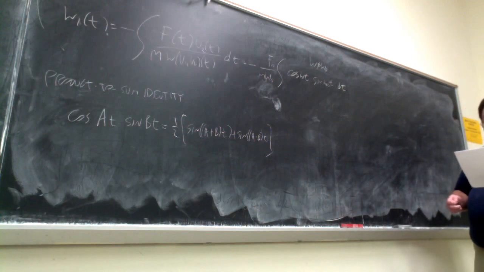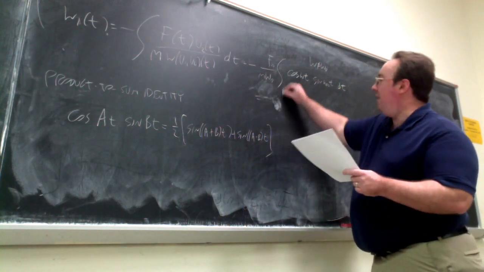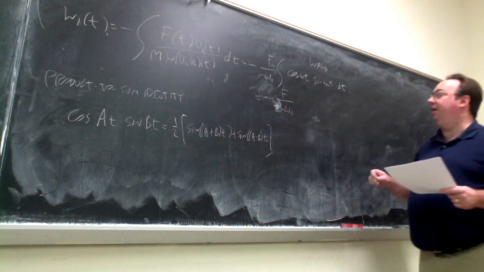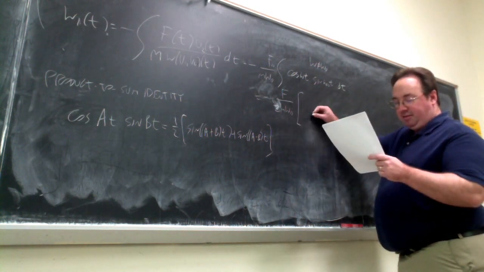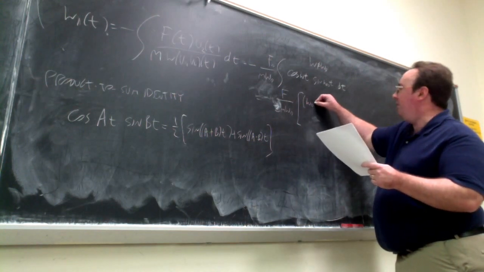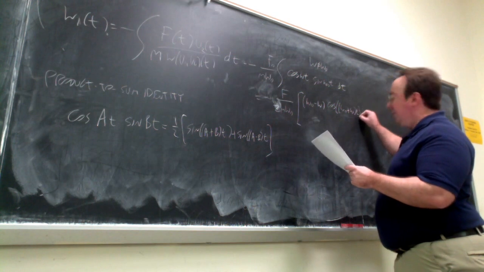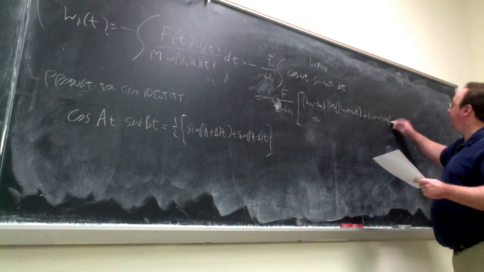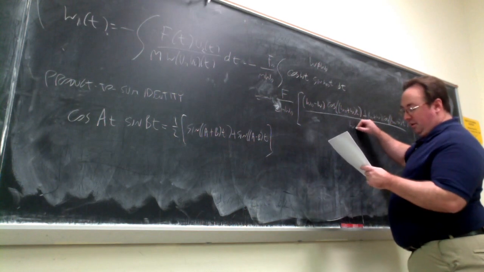I'm not going to go through all the details here, but it's all written down in the notes. What you get is actually pretty ugly. So you get F over 2m omega naught, and then we have a plus now, because the integral of sine is going to be minus cosine. And so what we get, after we put over a common denominator, is (omega naught minus omega) cosine of (omega naught plus omega) t plus (omega naught plus omega) cosine of (omega naught minus omega) t, all over omega naught squared minus omega squared.